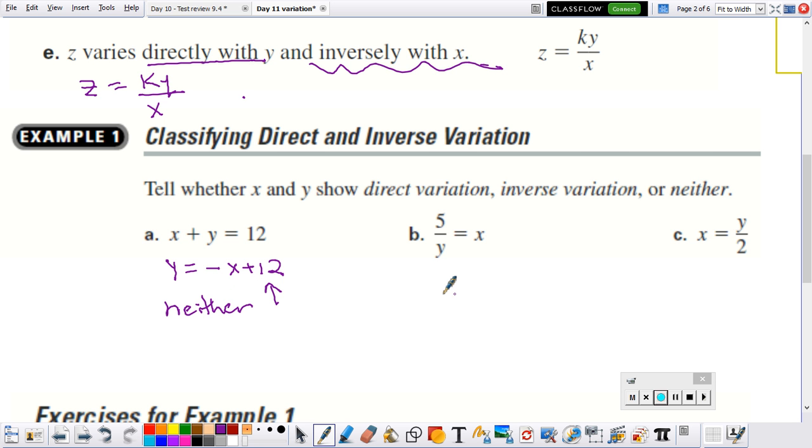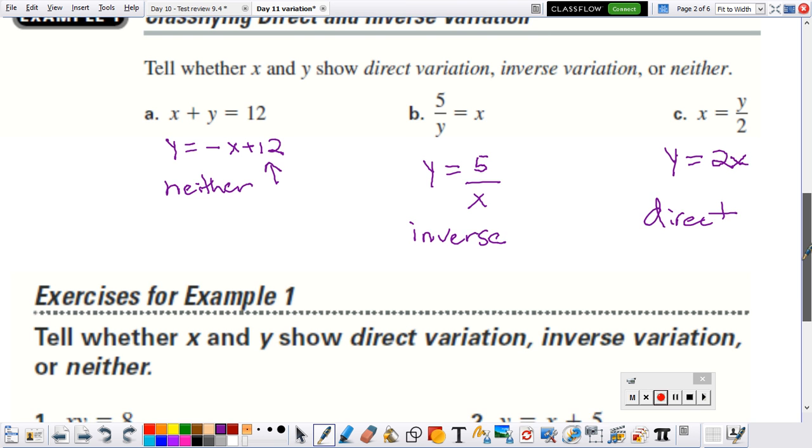Here, if you solve for y, you would get y equals 5 divided by x. That looks like inverse variation to me. Now this one, if you solve for y, you would get y equals 2x. This is a perfect example of direct variation because as x goes up, y is just going to be twice x.